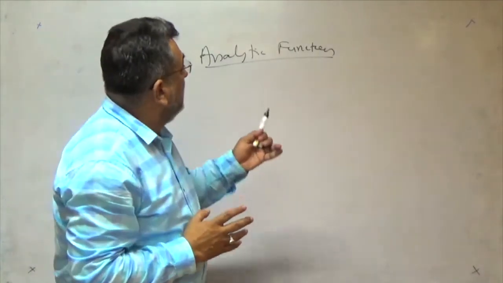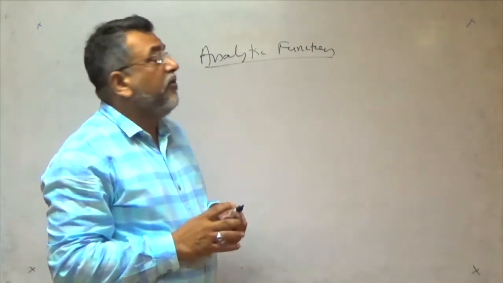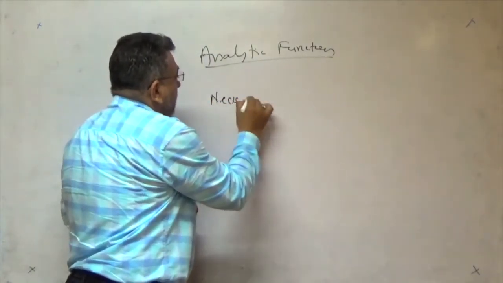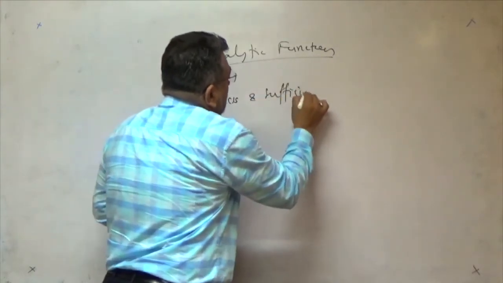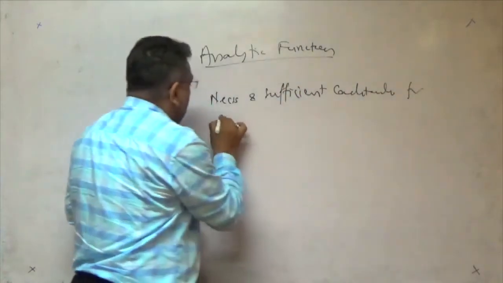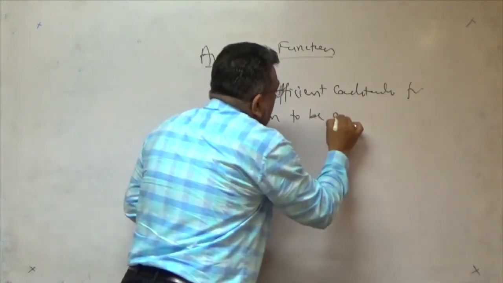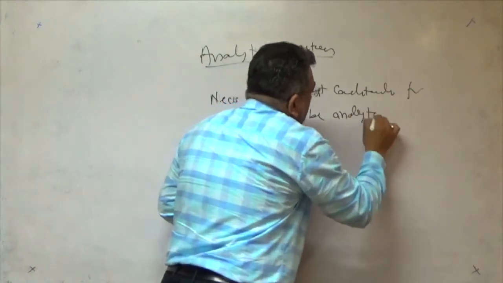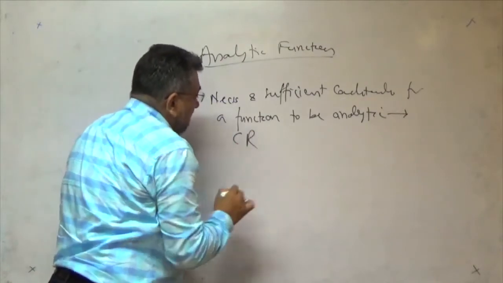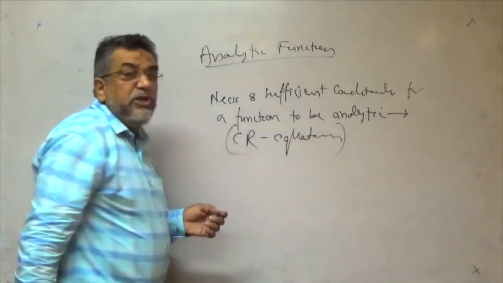And I also told you that there are two other names of the analytic function. One is holomorphic function, another is regular function. Then I told you what are the necessary and sufficient conditions for a function to be analytic. And in which I told about CR equations. CR equations means Cauchy-Riemann equations.